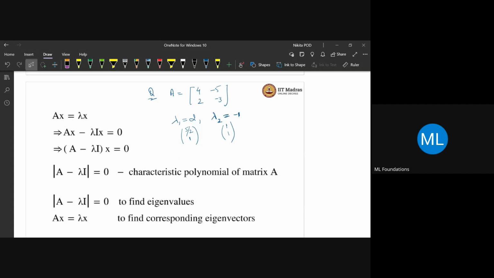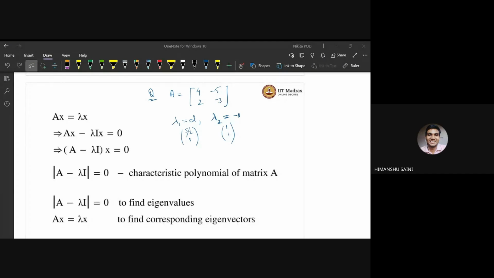All right, so there should be no doubt in solving for eigenvalues and eigenvectors, right? I mean, given any matrix, you should be able to solve it. Ma'am, can I ask something here? If I have an n cross n matrix, or suppose 3 cross 3, is it necessary to have 3 eigenvalues?